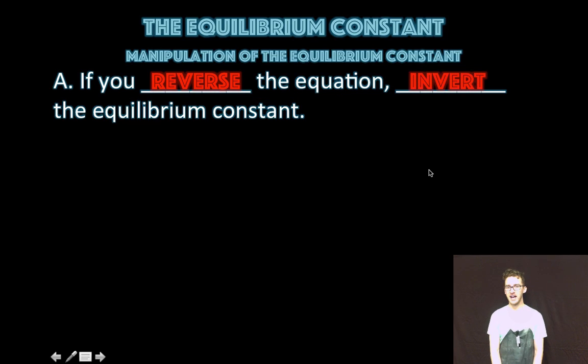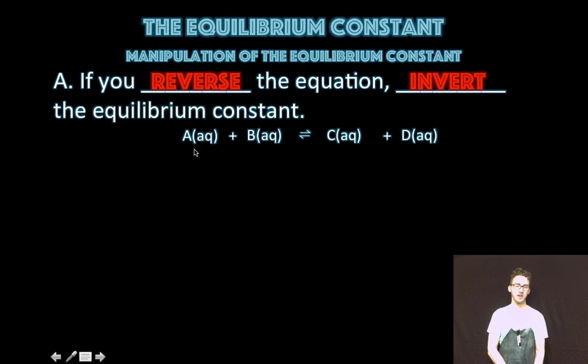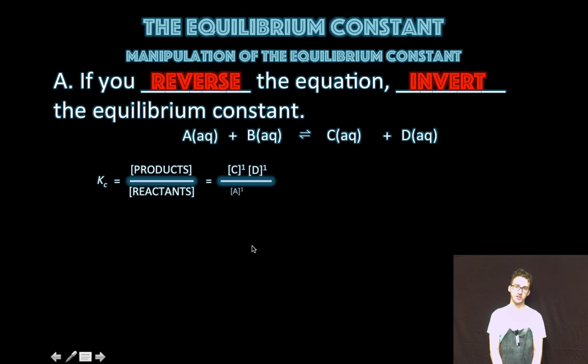First, recognize that if you reverse the equation, you simply need to invert the equilibrium constant. So let's take a look at a generalized reaction in which all of our reactants and products are aqueous and the coefficients of all our reactants and products are 1. If I write the equilibrium constant expression, it's products over reactants, which in this case would be the concentrations of C and D raised to their stoichiometric coefficients over the concentrations of A and B raised to theirs.